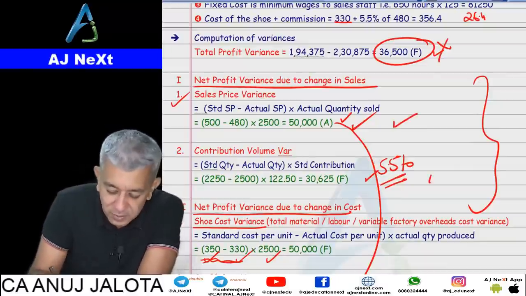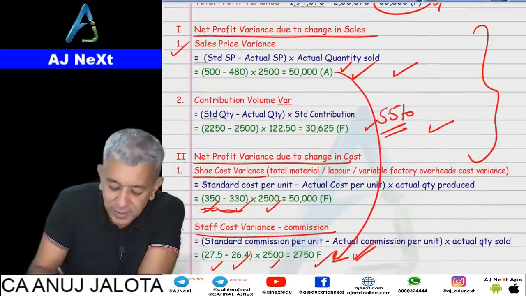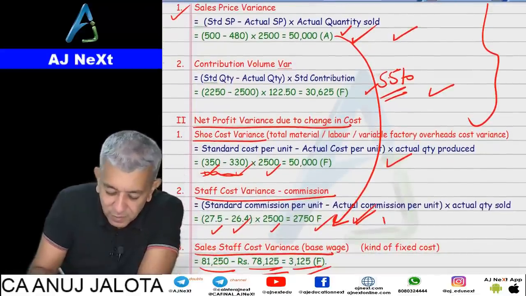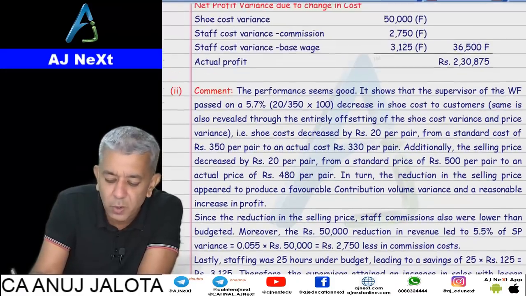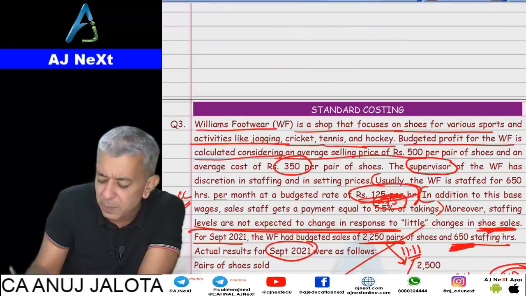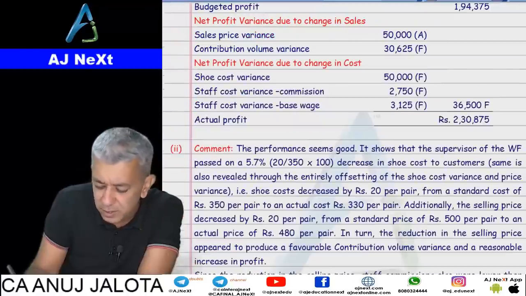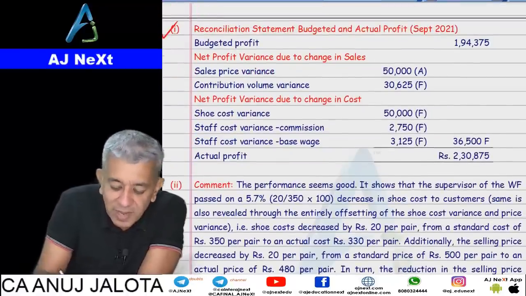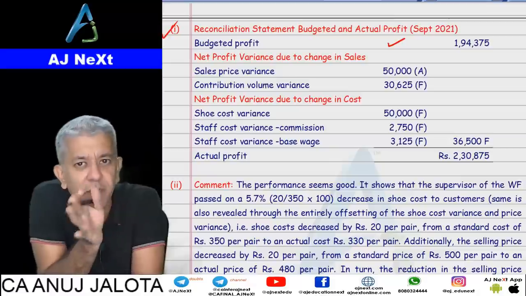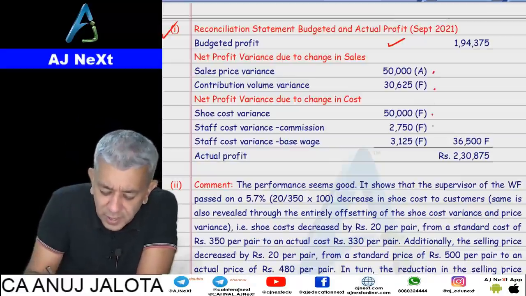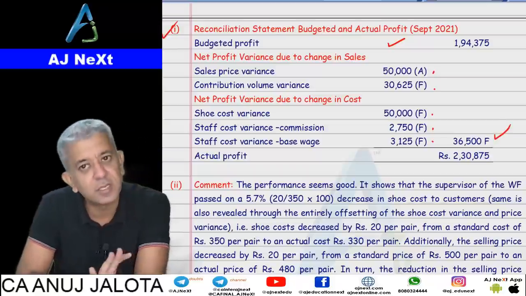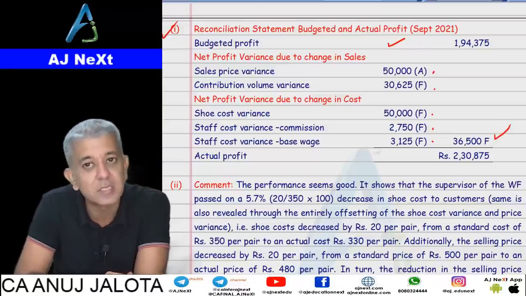We will be writing this, and apart from that we will be writing this, and that is whatever I have done in the RICO statement. We usually make the RICO statement slightly more detailed, whereby we have a separate column for adverse and a separate column for favorable. In this question, it might not be required because there are only five variances for us to write here. The total of all these is your 36,500 favorable.